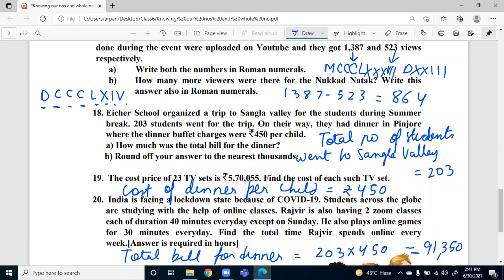Ma'am, if we round off 91,350 to 1,000, we have to check the hundreds digit. And if it is less than 5, it would be converted into 0. So the answer would be 91,000. Excellent. So the answer is 91,000. We need to check the hundreds place. So the hundreds place has 3. So we discard all, making it 000. So the correct answer is 91,000. Excellent.